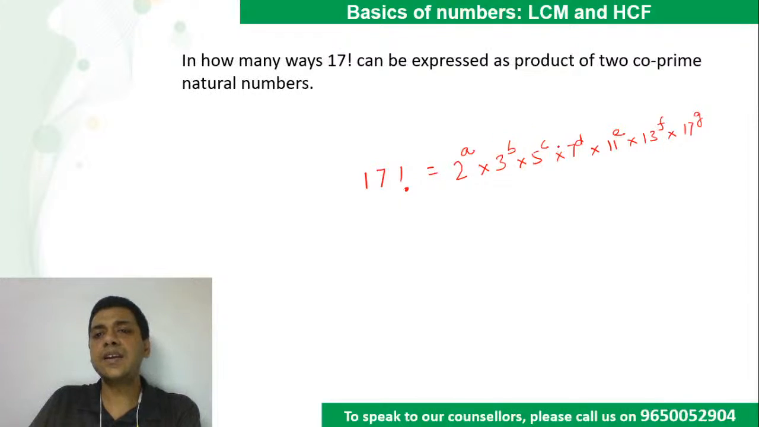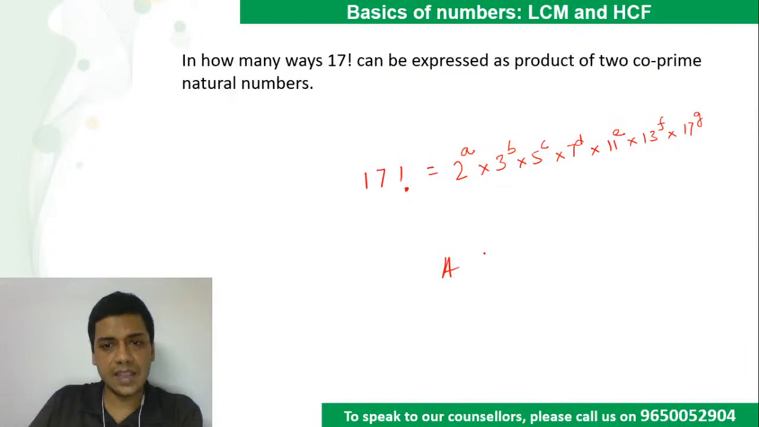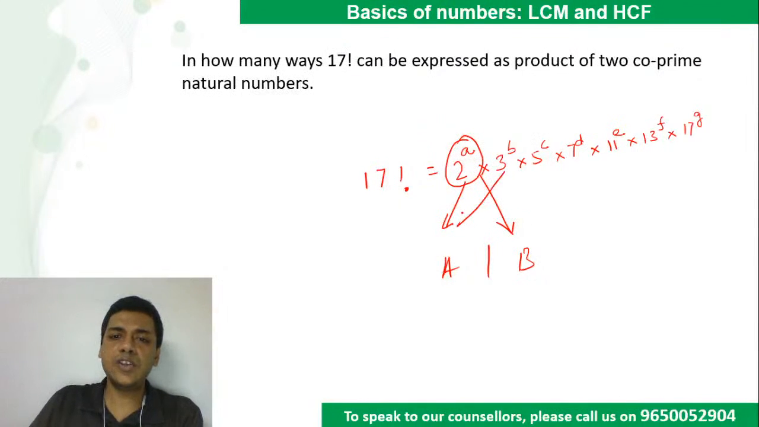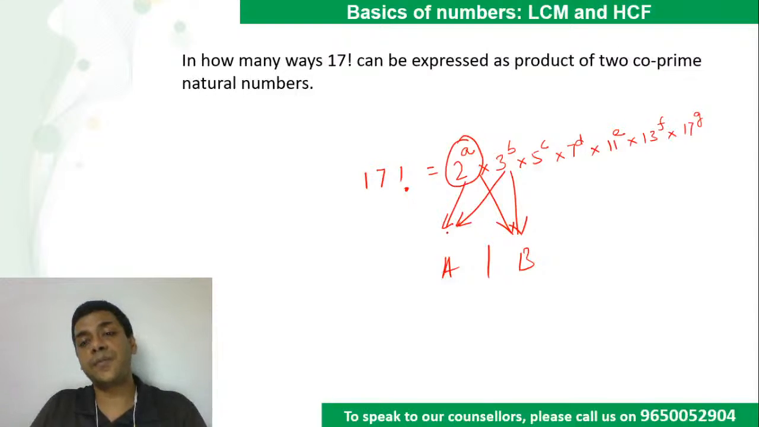So can I say 1, 2, 3, 4, 5, 6, 7, there are 17 prime factors of 17 factorial. So in how many ways? Again, there are two numbers A and B. This 2 raised to power A can be a part of either A or B. Similarly, 3 raised to power B will be a part of either A or B. So with all these nine powers of prime numbers, I will have two options.